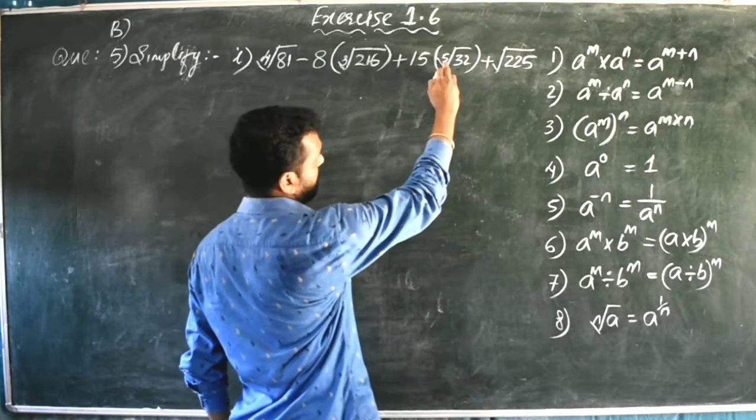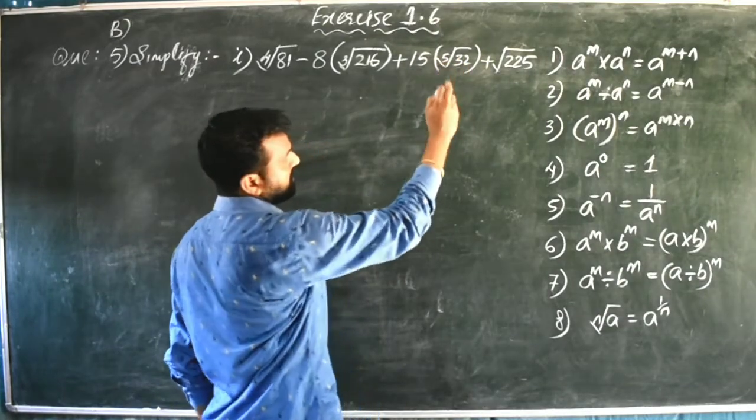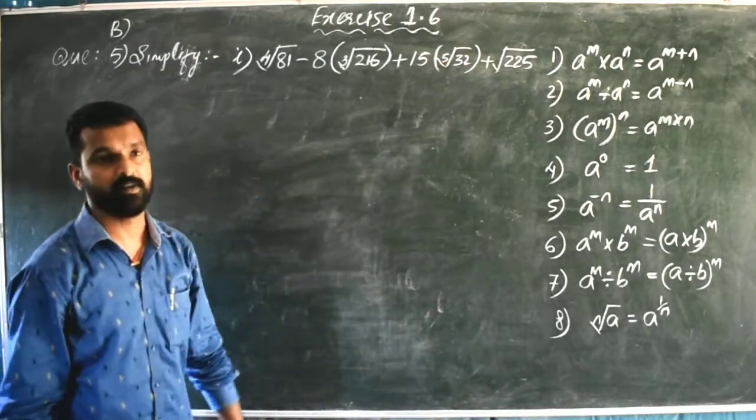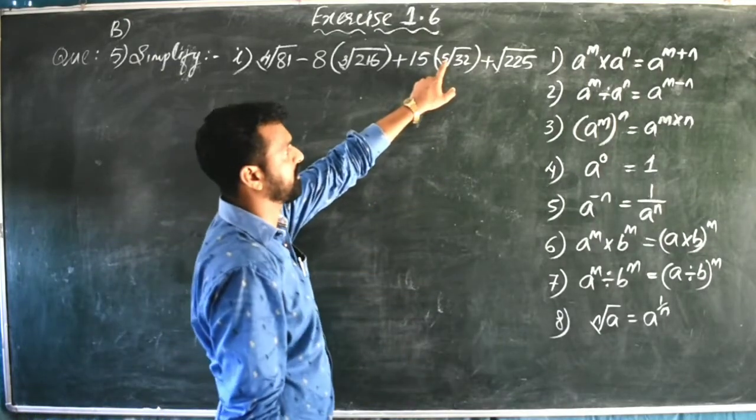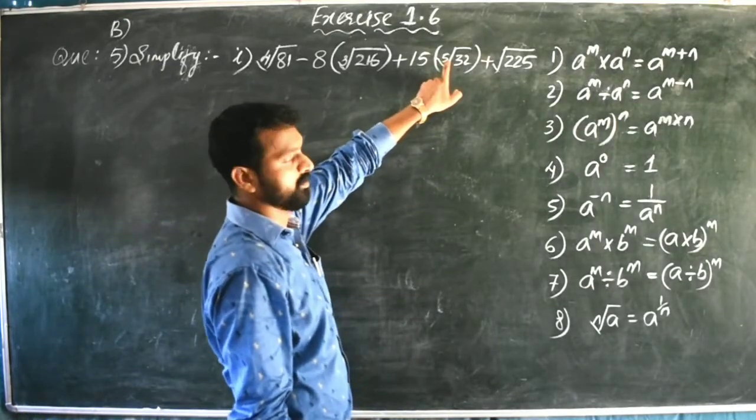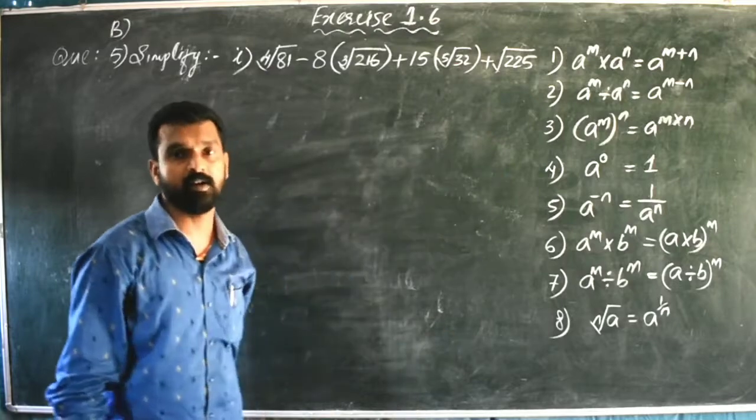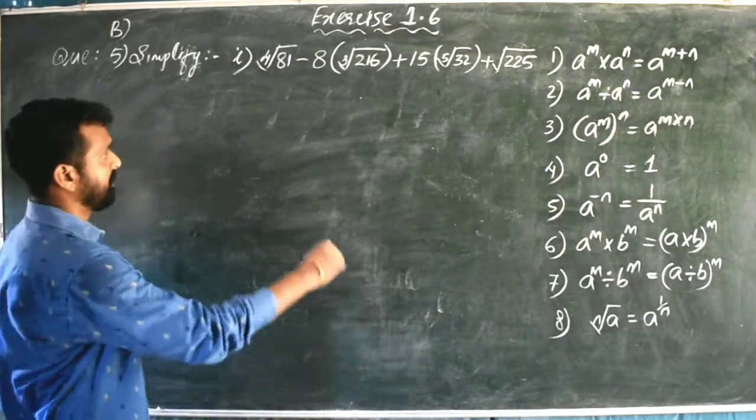This one is 5th root of 32. In the textbook it is given there cube root of 32. Actually it is not cube root of 32, it is 5th root of 32. So that question you have to correct it in your textbook. Now let's see that.